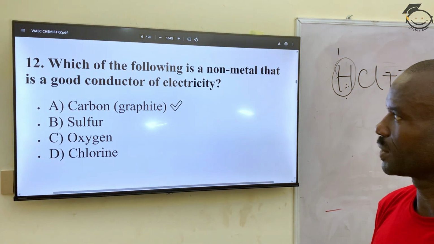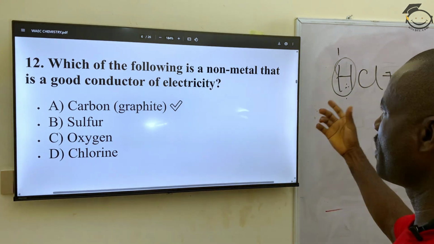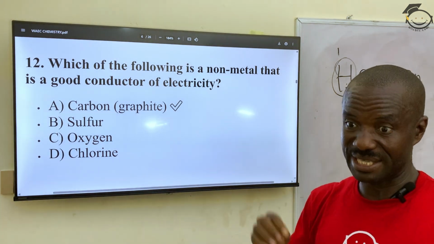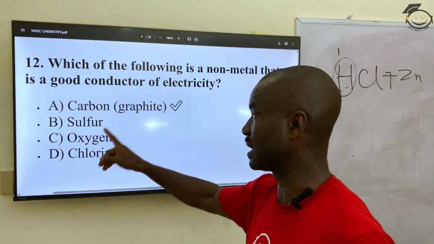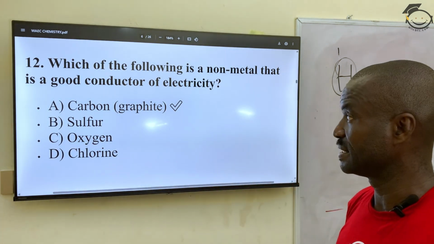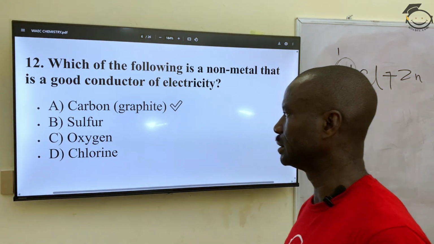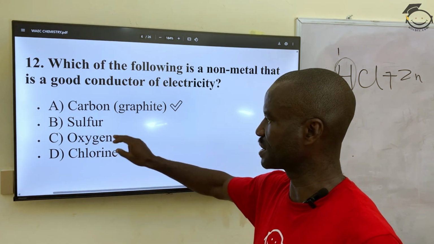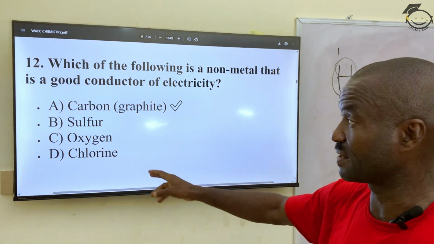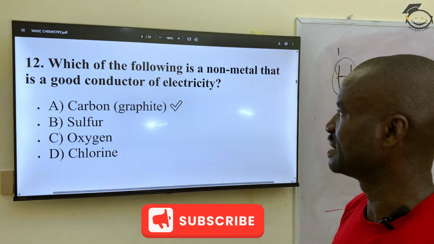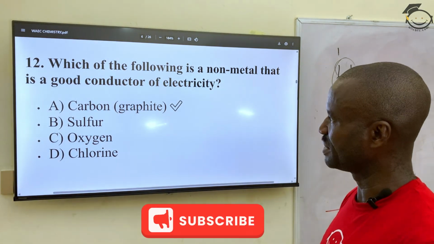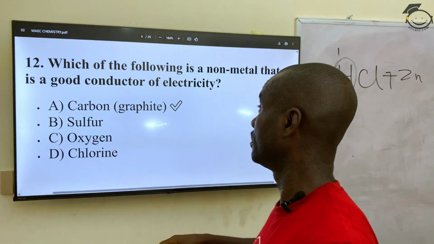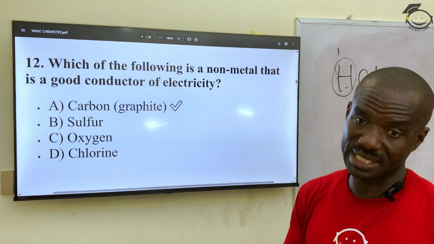Question 12. Which of the following is a non-metal that is a good conductor of electricity? It's a non-metal, but at the same time it can conduct electricity. A. Carbon, that is, the allotrope graphite, in the form of graphite. Sulfur, oxygen, chlorine. All three are sulfur, oxygen, and chlorine. They are non-metals. At the same time, they don't conduct electricity. But C conducts electricity because of the graphite nature, because carbon is taken as a semi-metal, that is, a metalloid. It is between metal and non-metal.